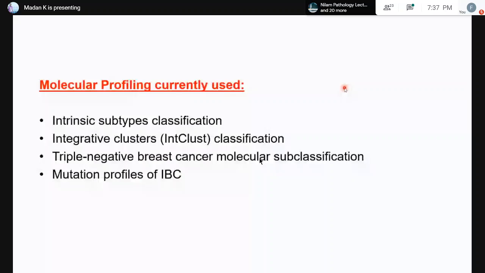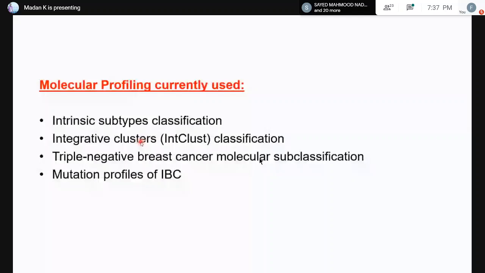Currently, with molecular profiling, these are the various types of classifications and subclasses we have: the intrinsic subtype classification, the integrative clusters classification, the triple negative group which has been subclassified, and then we have mutation profiles in invasive breast cancer. So we'll see them one by one.